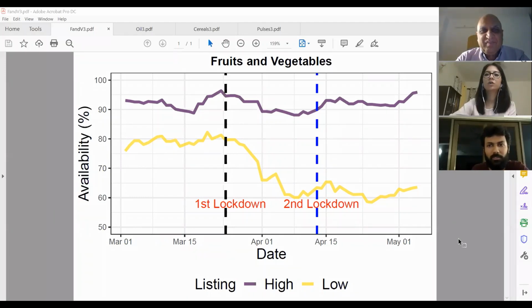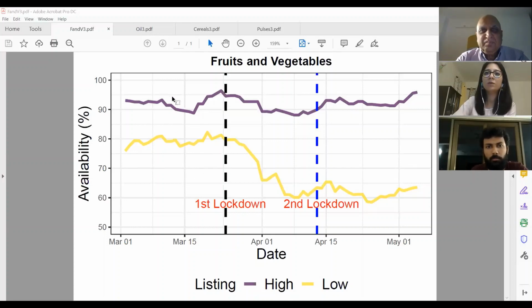Okay. So here is the graph for the mean availability for fruits and vegetables. We have two types of commodities being plotted here. They've been divided by the initial listing. The purple line are the commodities which had initial high listing. For example, if onions are always available in a particular city before the lockdown, they are the high listing ones. And if there are other commodities which are less available on an average in the pre-lockdown period, they are represented by this yellow line here.